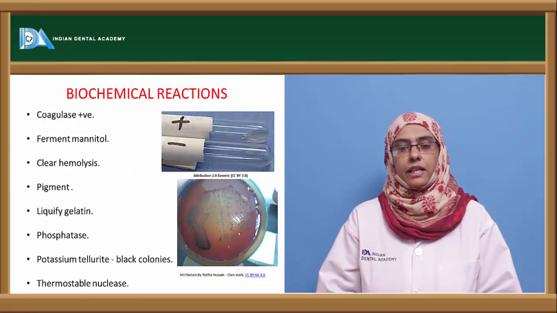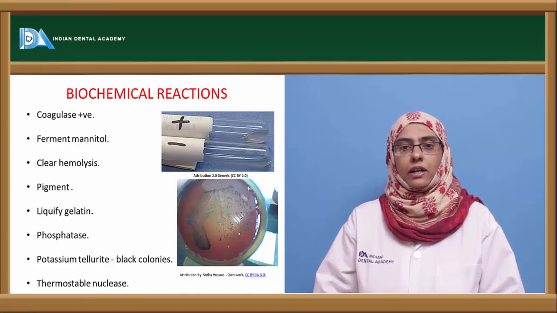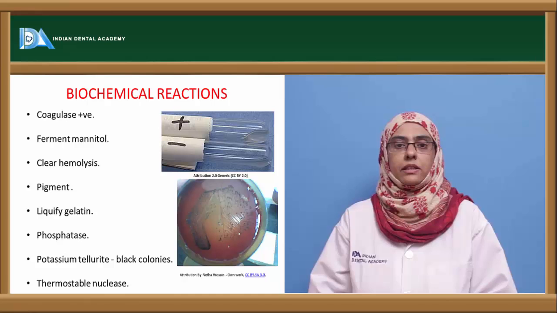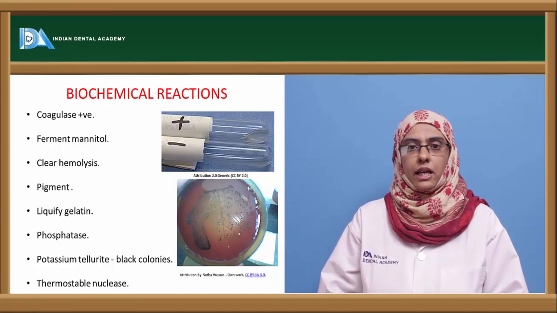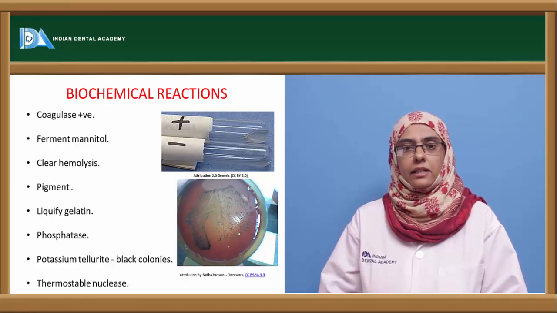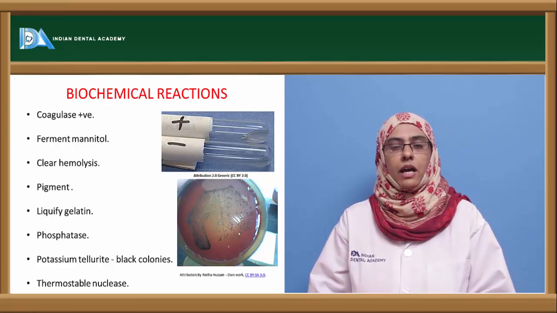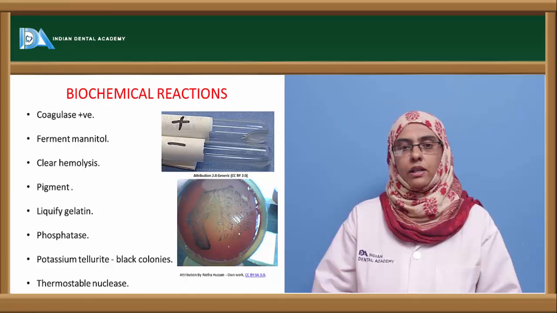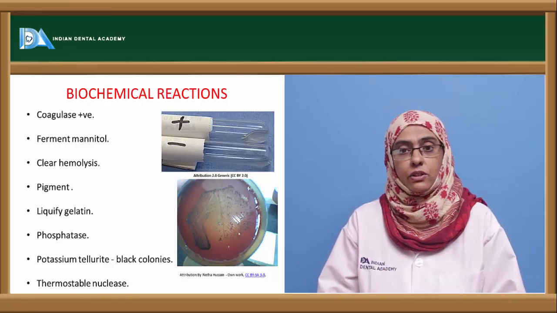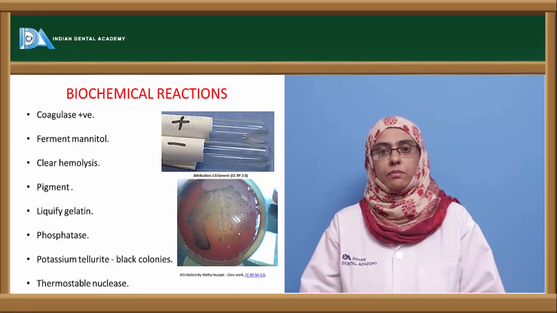Coming to the biochemical reactions, these organisms can be identified. They usually ferment many sugars but do not produce gas. So they are acid producers but not gas producers, and they are usually MR and VP positive but indole negative, and they are coagulase positive, which is one of the characteristic features of these organisms, and they can ferment mannitol.